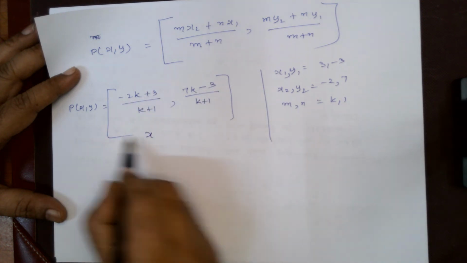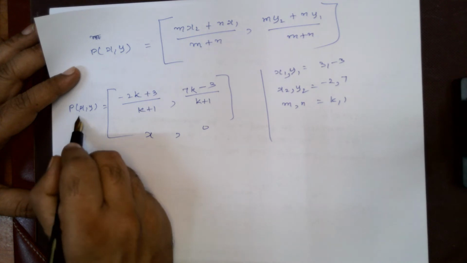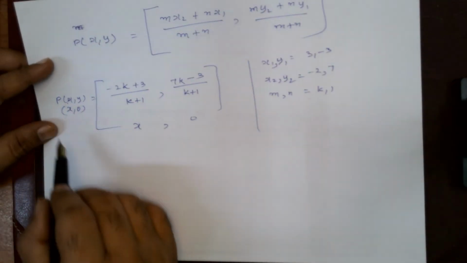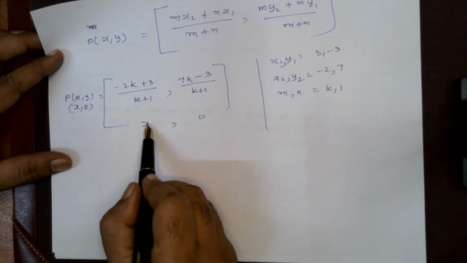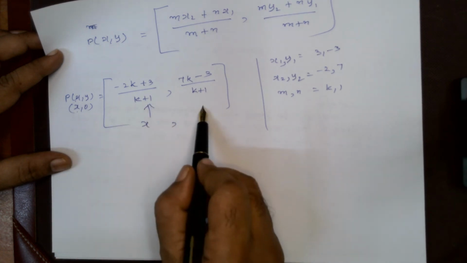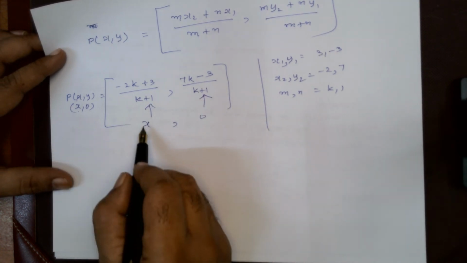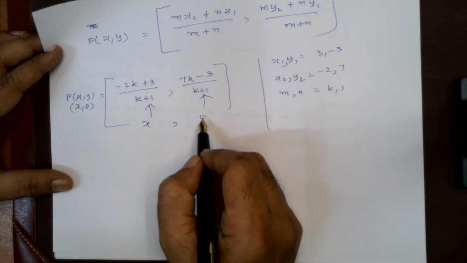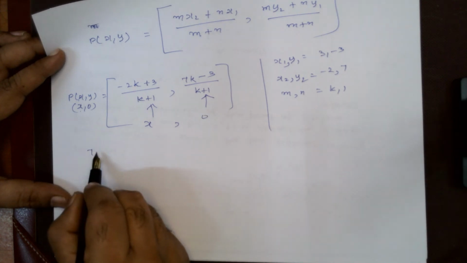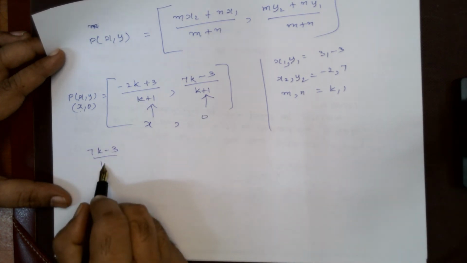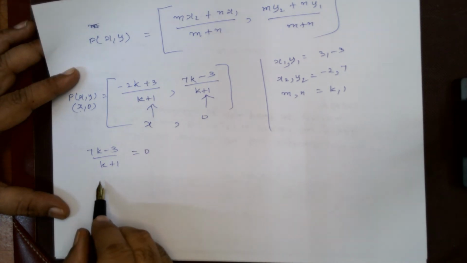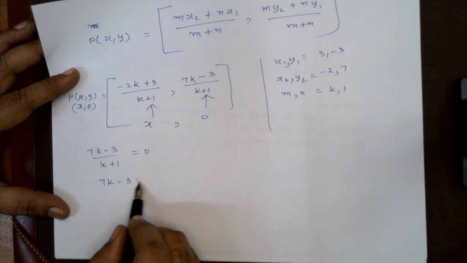So this is x and this is 0, because this is x, this is 0, is it not? Being x-axis, it is represented here. So x comma 0. So x is represented here, 0 represents this one. Now instead of matching this, we can find out the k from this value, because it is given as 0. Therefore 7k minus 3 divided by k plus 1 is equal to 0. K plus 1 into 0 is equal to 0. Therefore 7k minus 3 is equal to 0.